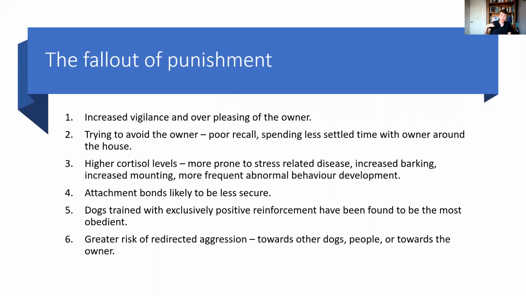That's the hormone that we see generally during stress, which can mean that they're more prone to stress-related disease. It can mean they're more prone to increased barking, increased mounting, and more frequent abnormal behavior development. It also means that their attachment bonds to their humans are likely to be less secure. And we're going to talk about attachment bonds in a little bit and how those are really key when you're trying to prevent aggressive behavior and understand aggressive behavior as well.